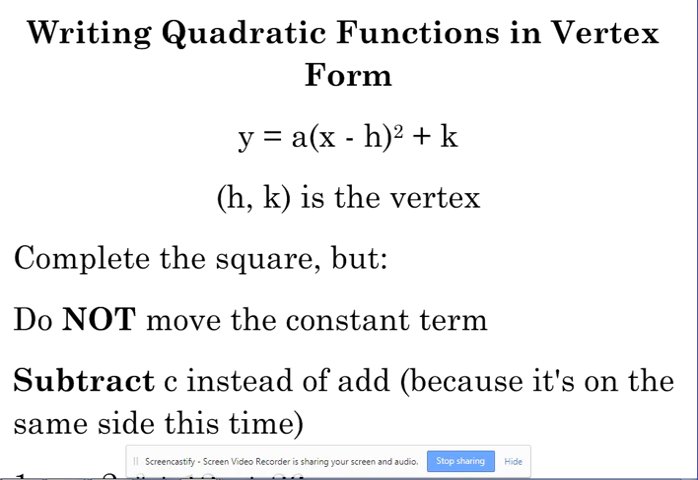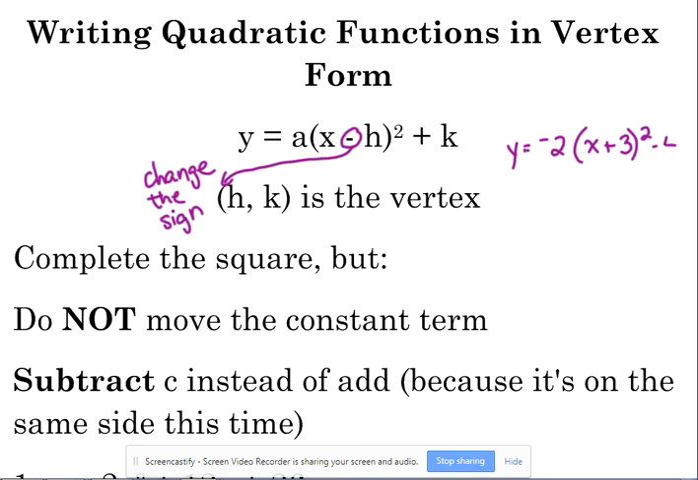So this form tells us the vertex. (h, k) is the vertex. Now notice there's a minus in front of the h. So that means that you're going to change the sign when you pull it out of the equation to identify what it is on the vertex. So for example, if we had y equals -2 times (x plus 3) squared minus 4, then I could tell you right off the bat that the vertex is (-3, -4). I changed the sign of the x, the y does not change signs.